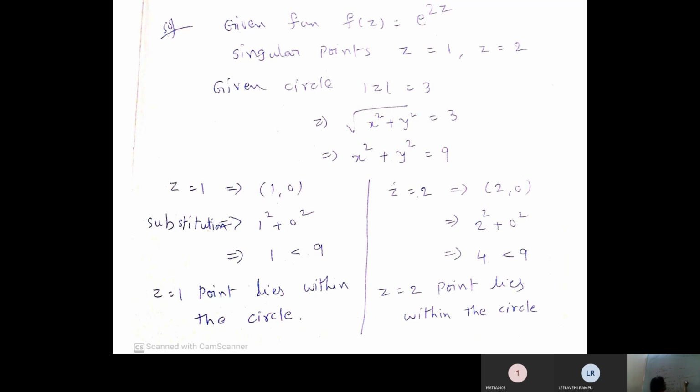For that, z equal to 1 means 1 comma 0. Isn't it? What is the real part? 1. Imaginary part 0. 1 means you can write this as 1 plus i into 0. That is 1 comma 0. Substituting this 1 comma 0 on this curve, x square is 1 square, y square is 0 square, that is 1. So the LHS is 1. What is the RHS? 9. So 1 is less than 9. So the point z equal to 1 lies inside the circle.